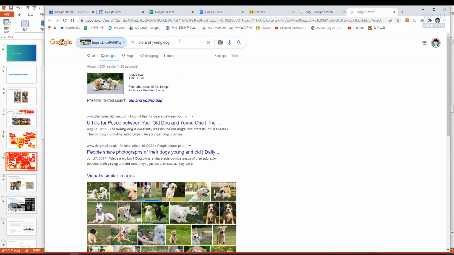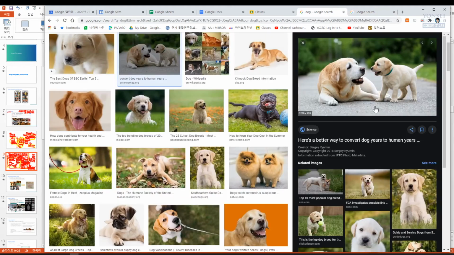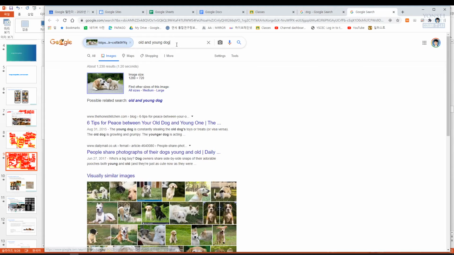But take a look at the search bar here. What is this one? The image that I used for image search. I didn't type anything, but take a look. Old and young dog. This is Google's auto-generated input. Wow, this is really powerful and intelligent technology. We already use this in our daily life with your smartphone, my laptop computer. Anyway, Google knows the meaning of this picture, old and young dog. And take a look at the result. More than 1,000 results are here.